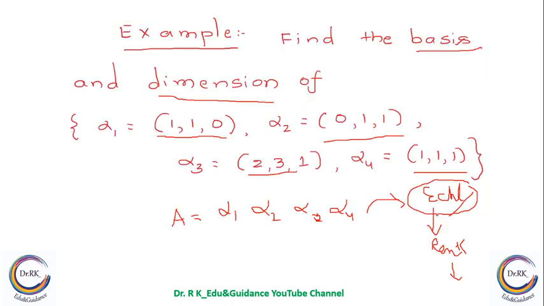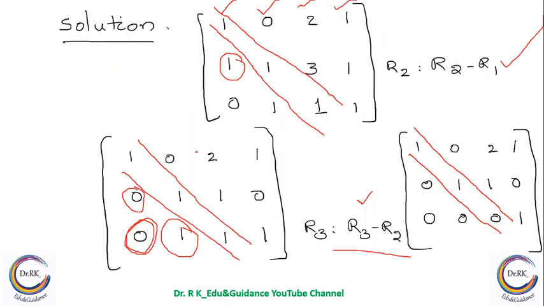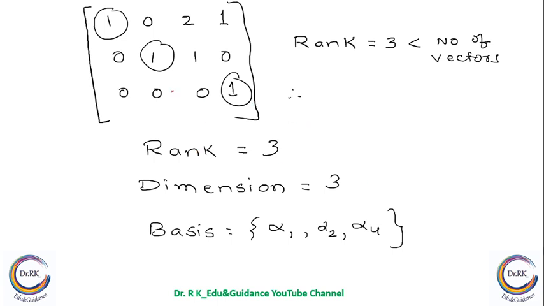Okay. Next. So this is what we got now. This is an echelon form. Without any doubt, we can say this is an echelon form. Then the rank is 3. Rank is 3. That means 3 vectors are linearly independent out of the 4.